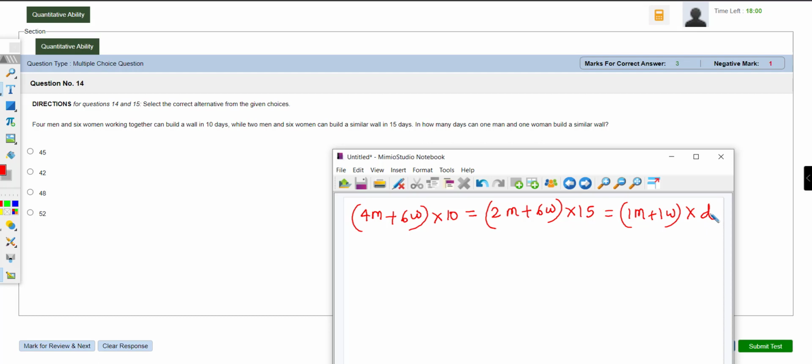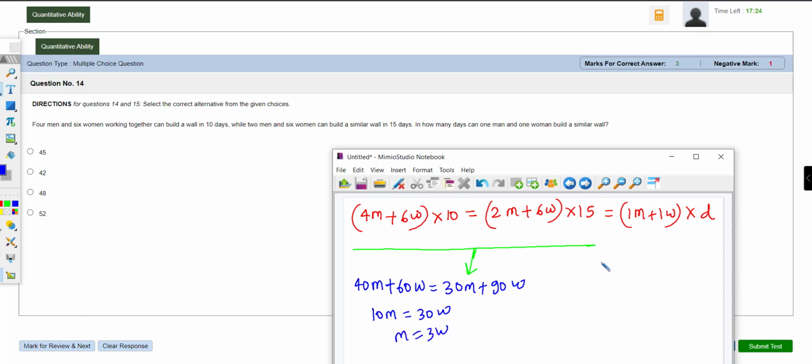So what we'll do is first solve these two equations. We'll get the relationship between m and w. Instead of simplification I will do the direct multiplication. So 40m plus 60w is equal to 30m plus 90w. So this becomes 10m is equal to 30w. So 1m is equal to 3w.